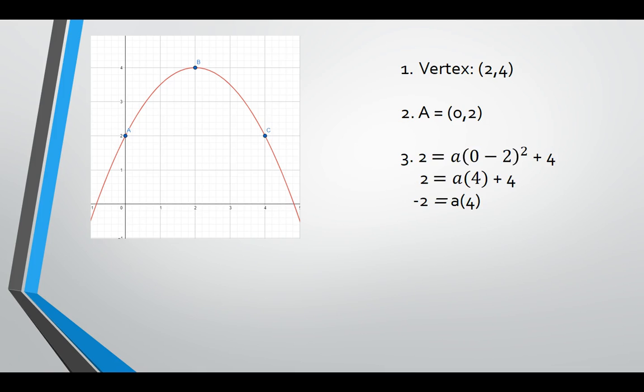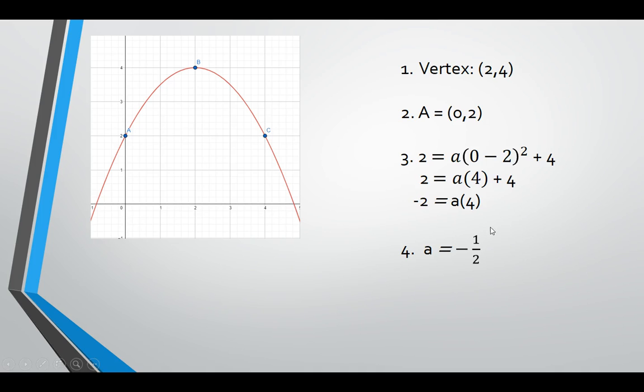So now we can use these 2 points to plug into our equation. We have our y value here of 2. We're going to solve for a. We have 0 here for x, minus 2 for our h, and we have a plus 4 here for our k. Now, remember, we can simplify this down, and we'll get a as negative 1/2. Remember, this is not your last step.